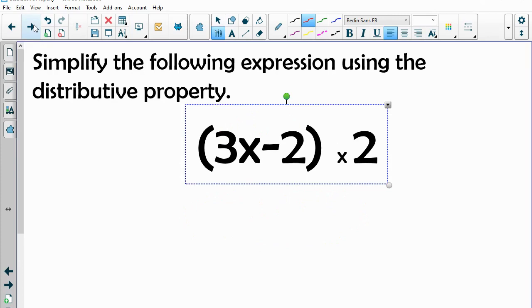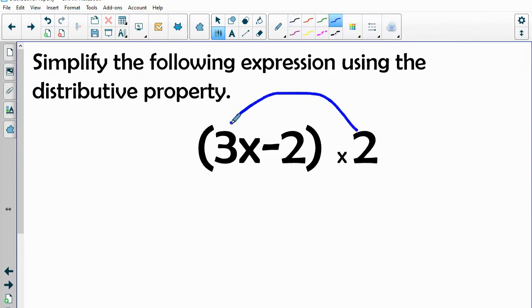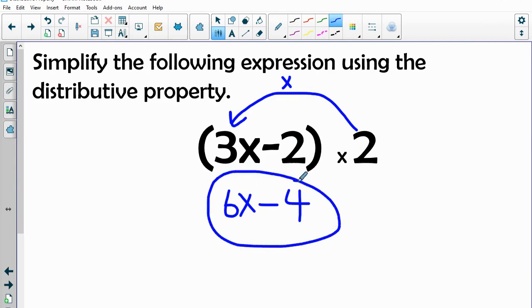Okay, how about if the number is behind the parentheses that you're multiplying by? Well, no problem. You multiply it the same way. So 2 times 3x. 2 times 3 is 6, so that's going to give us 6x. 2 times -2, a positive times a negative gives you a -4. So there's that example.